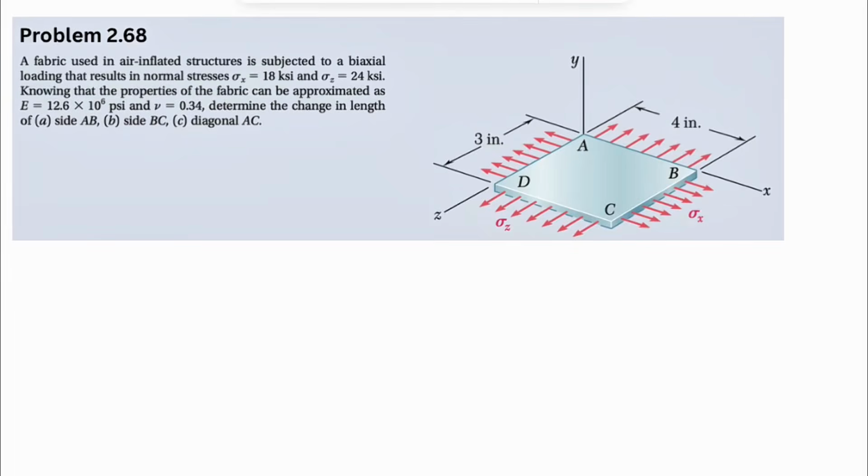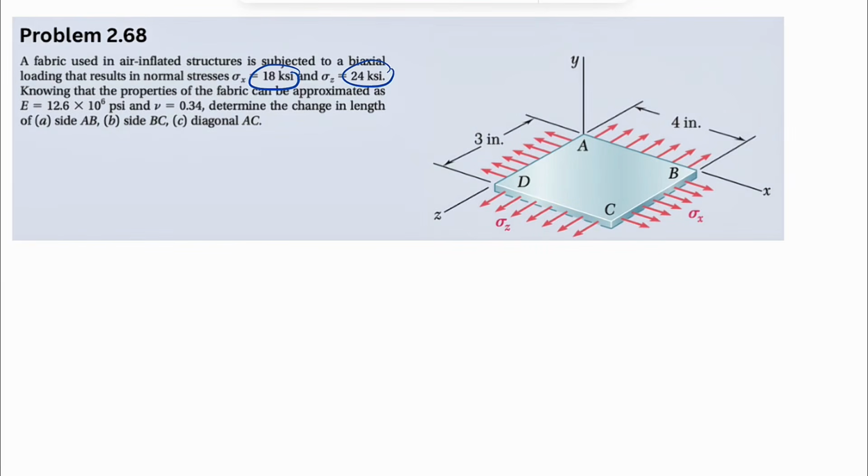Alright guys, let's see how we can solve question 68 from the second chapter of Mechanics of Materials by Beer and Johnston. We have a fabric used in an air-inflated structure that is subjected to a biaxial loading, which results in normal stresses in the x and z directions. So we have the value for each of them.